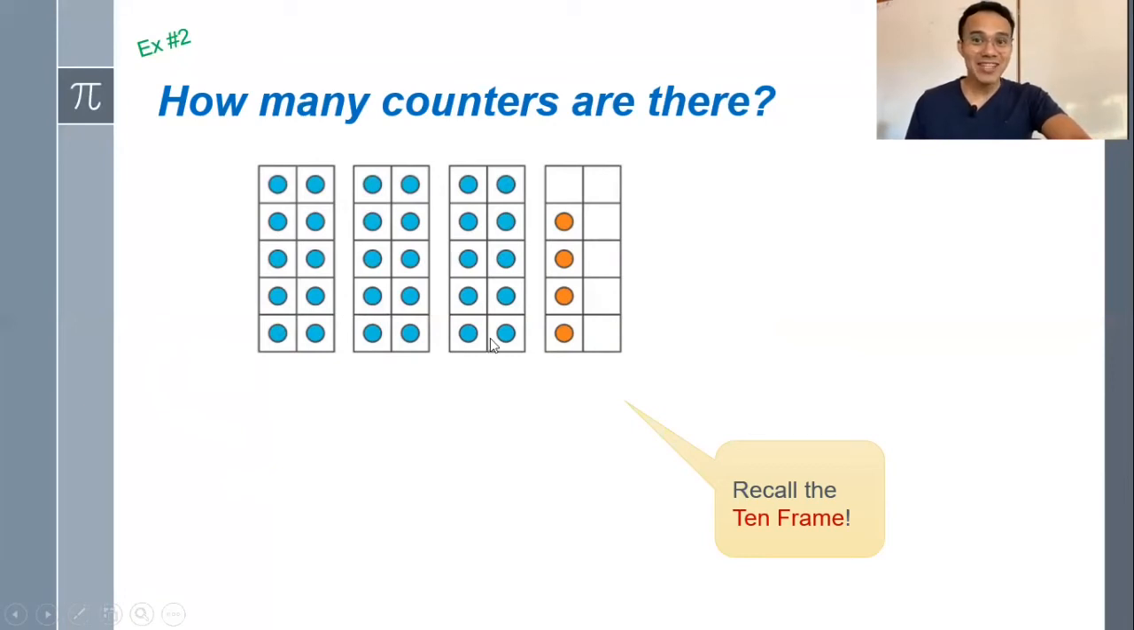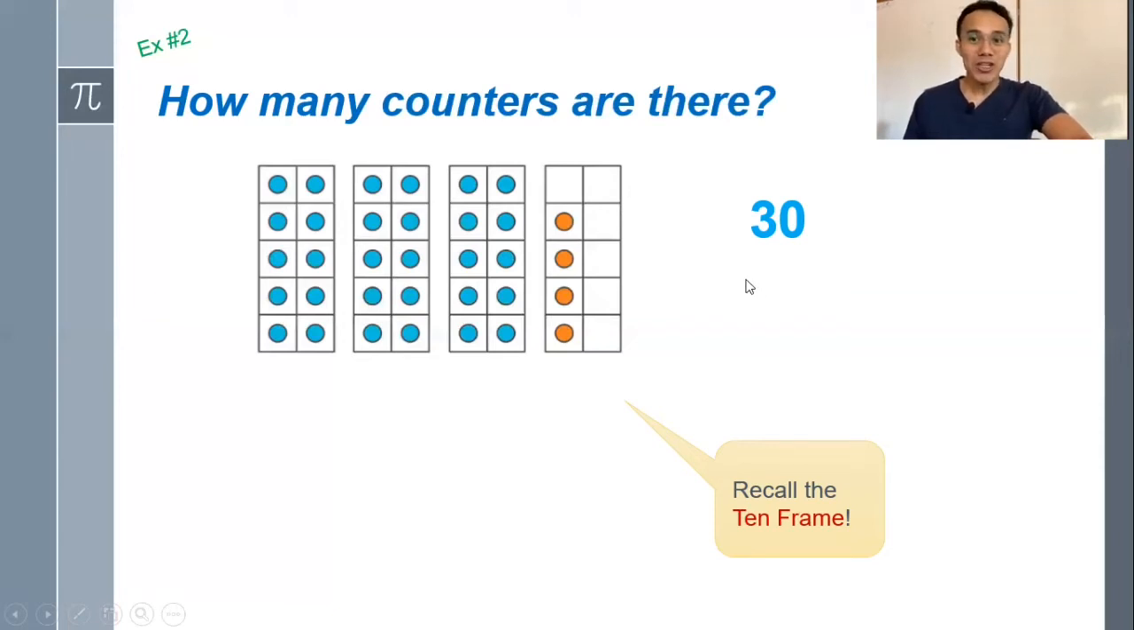The answer is 30. How did I get 30? This is already 10 since this 10 frame is full. This is also 10 since this 10 frame is full. And the third 10 frame is also 10 because this is full. So we have here 10, 20, 30. There are 30 counters in the first 3 10 frames.